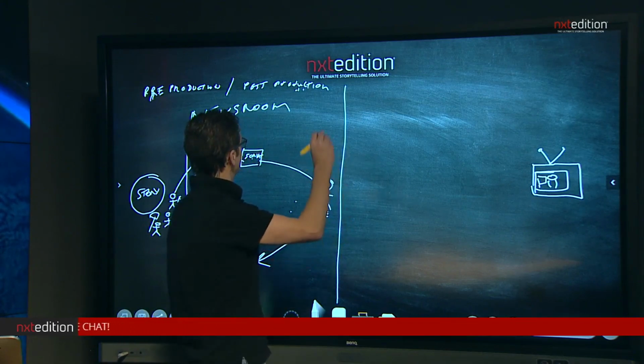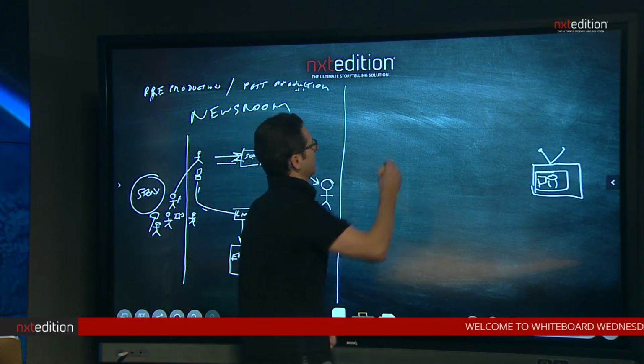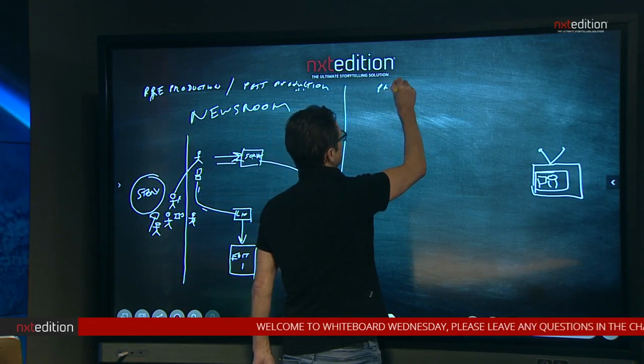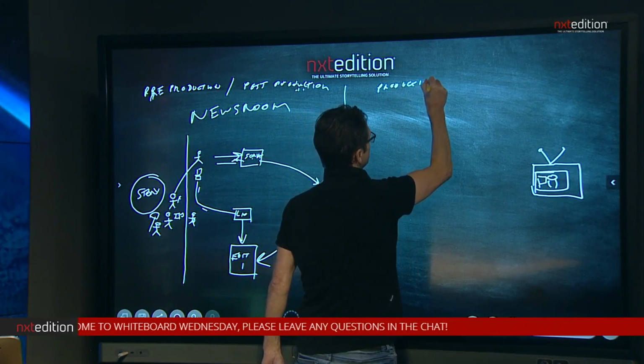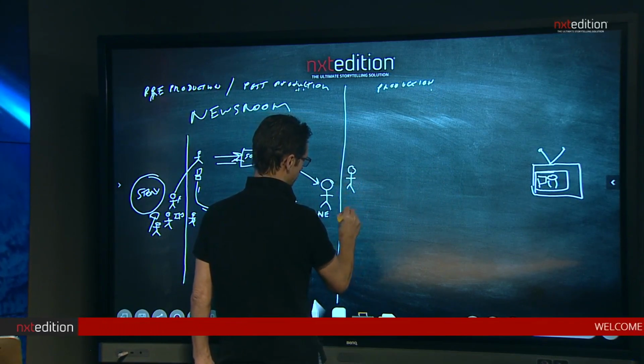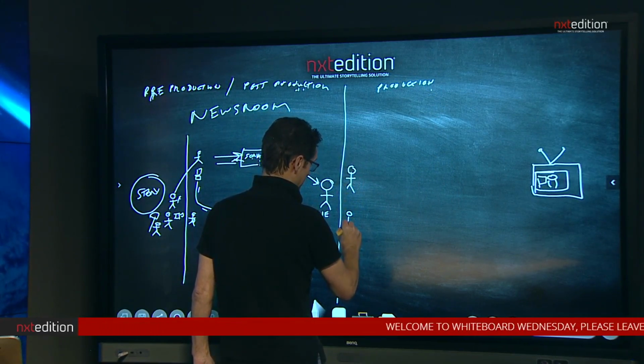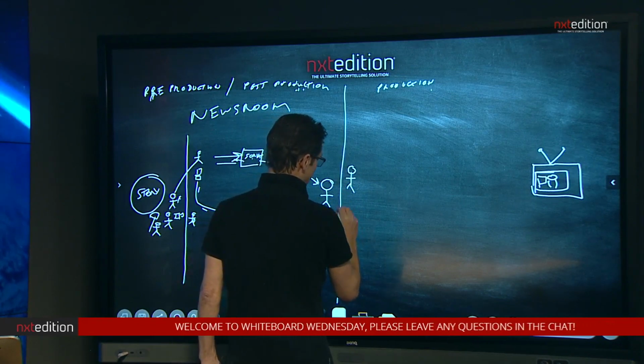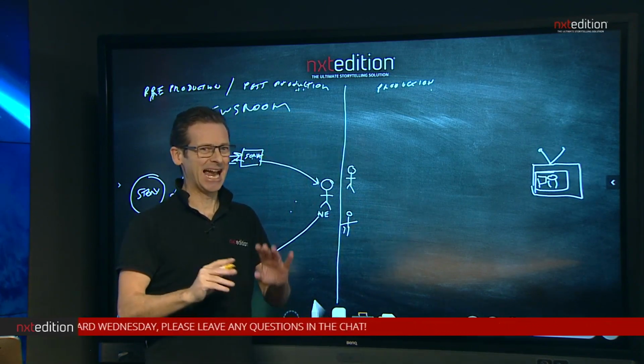On the other side of the line, we have what we would call production. Okay, so this is production. So production would consist mainly of two senior staff, and still does consist of two senior staff. It depends where you are in the world how they're called.